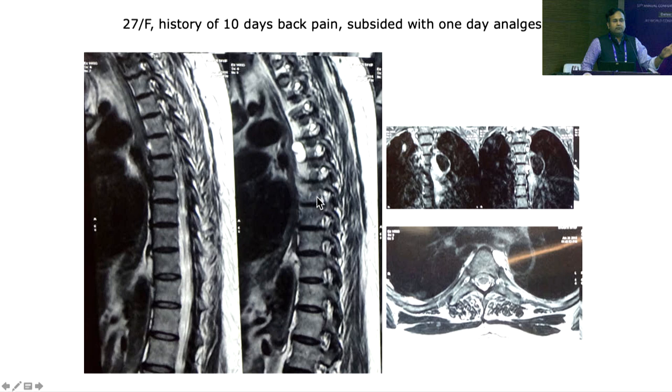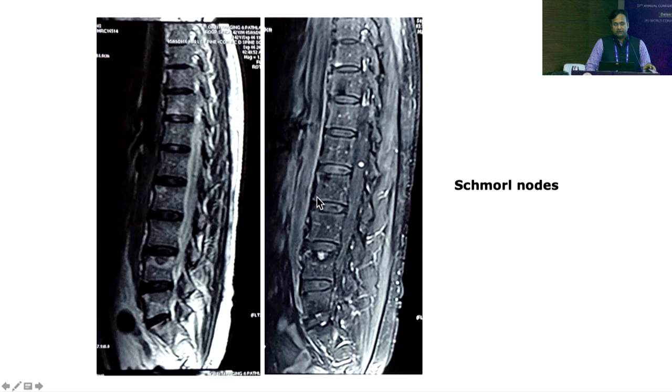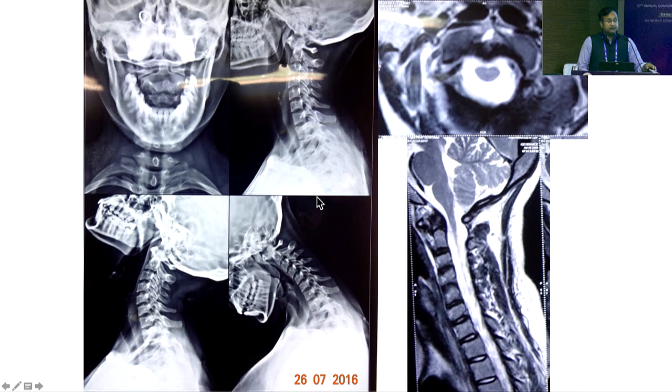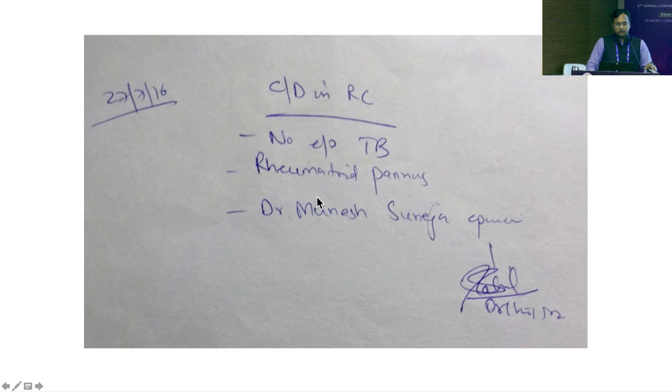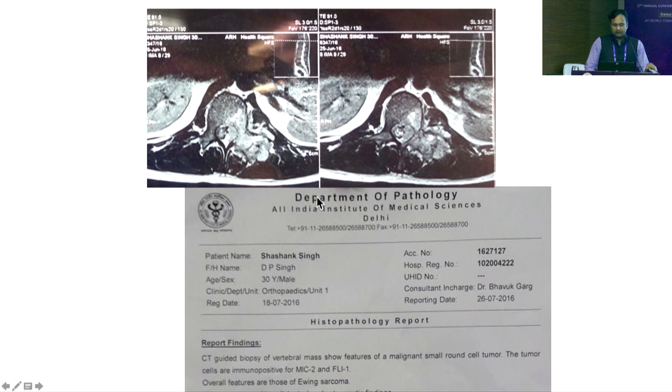The end plate changes, the Modic changes, especially the type 2 Modic changes, and Schmorl's nodes, sometimes produce extensive inflammation, and they can also present like this. Another is the rheumatoid pannus, which is also labeled as atlantoaxial tuberculosis, so one has to be very careful. This was one case where the edema is extending into the pedicle; it was labeled as tuberculosis before, and this can be a tumor also.